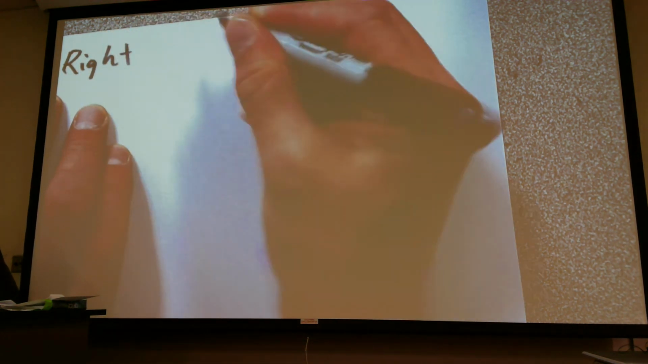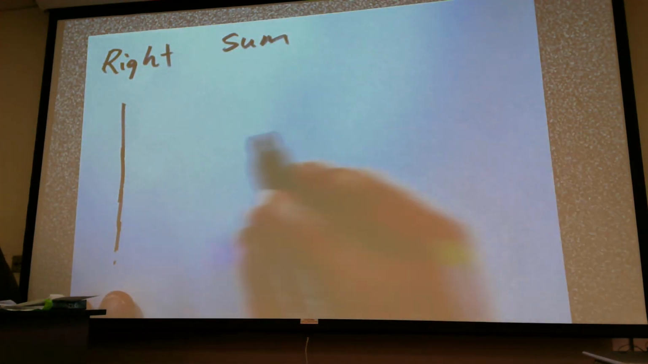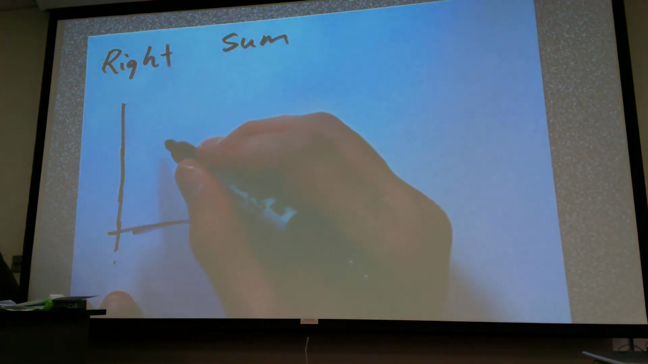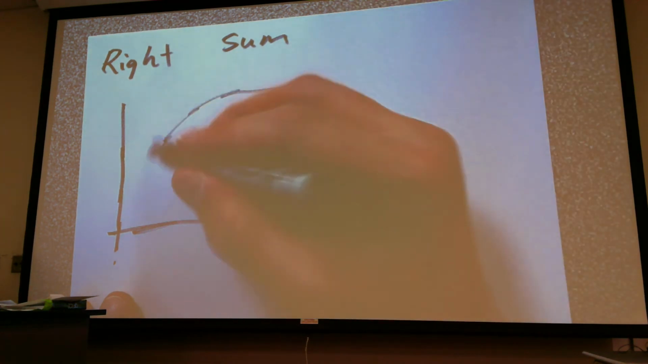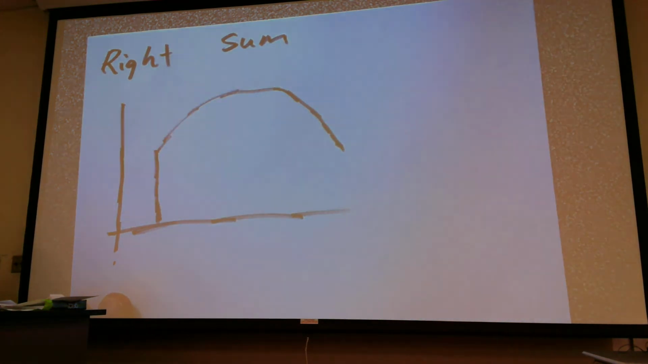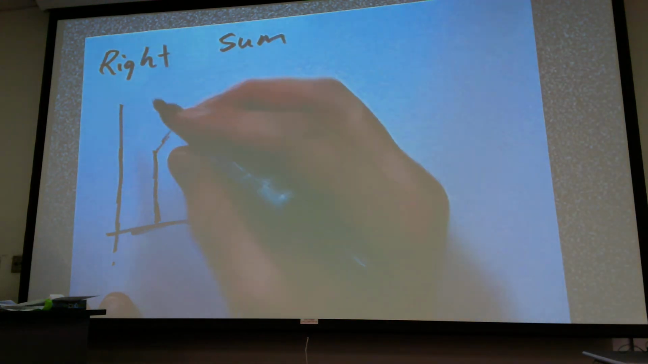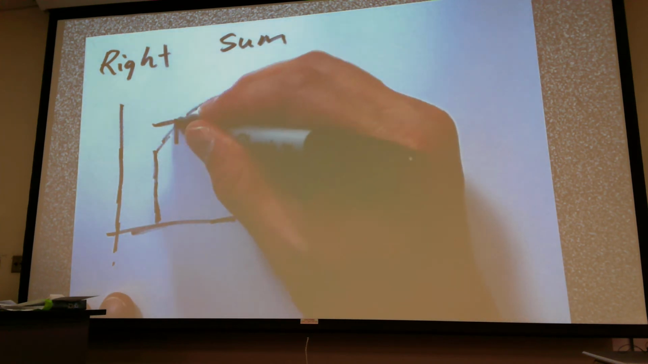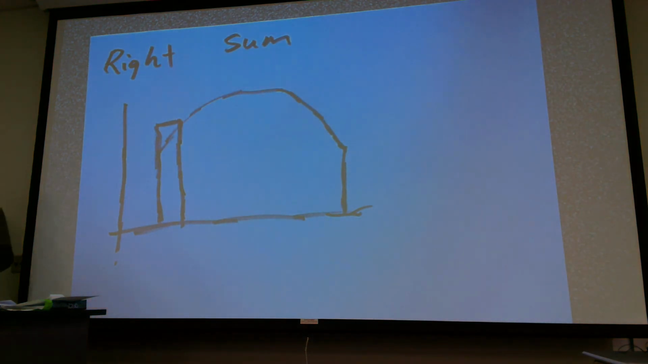So if we did a right sum, now let's take that same type of curve. Okay, but instead of taking left endpoints, I'm going to take right endpoints. So the height of my rectangles is going to correspond with the right endpoint of the rectangles, not triangles.